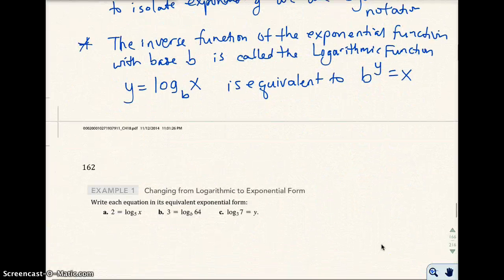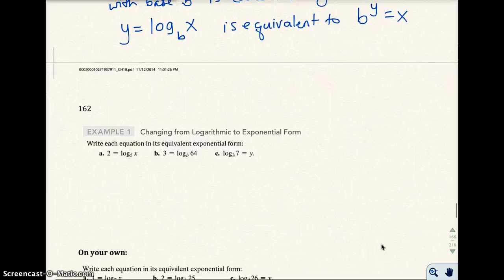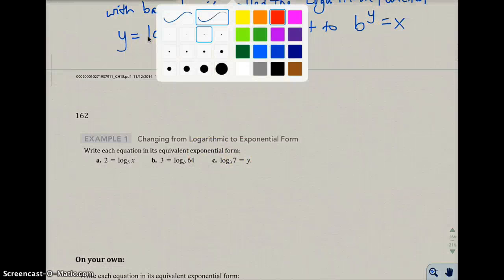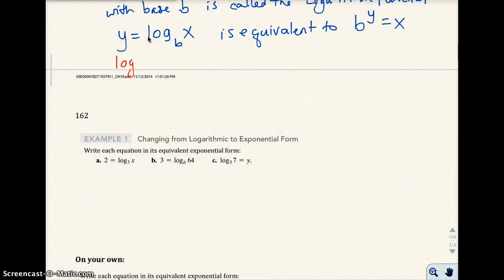So let's look at example 1. I'll leave this up here at the top of the screen. You can still see that right here. Write each equation in its equivalent exponential form. Exponential form is this right here. This is logarithmic form, and this is exponential form. If you see this right here, the subscript is your base. This number out here, what it's equal to, is your exponent. And this is what it's all equal to. So this is your base.